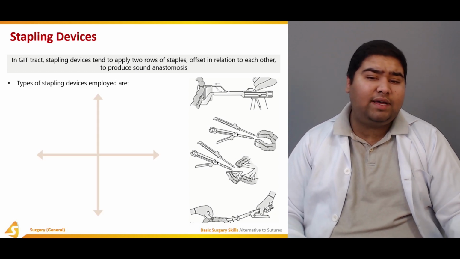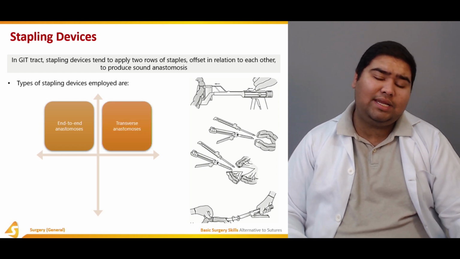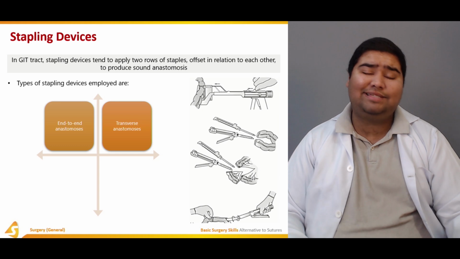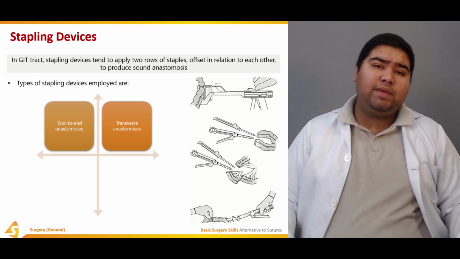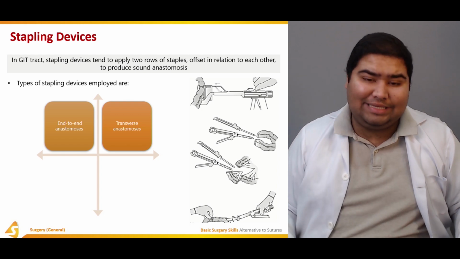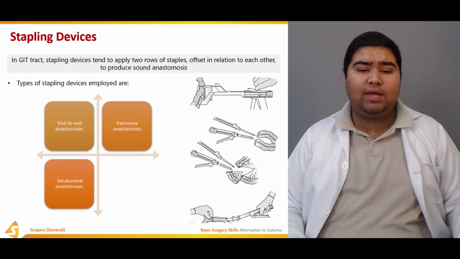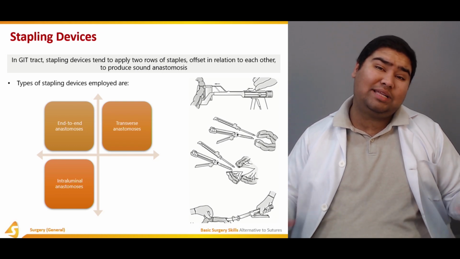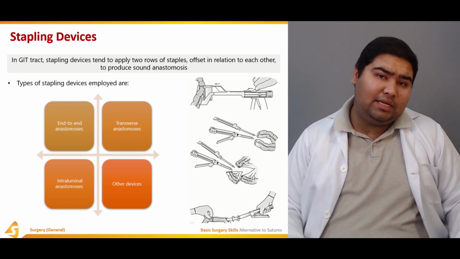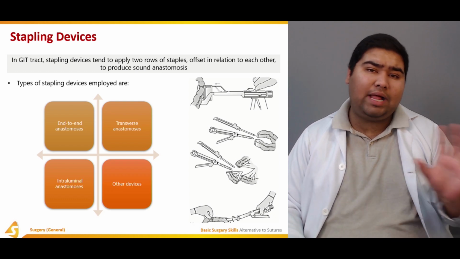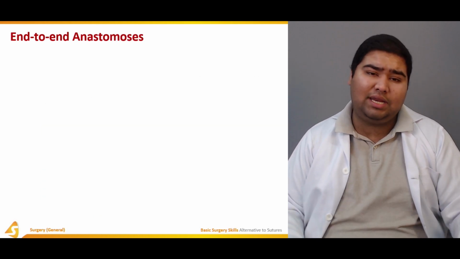So the types of devices employed are used to perform an end-to-end anastomosis, a transverse anastomosis. Now an end-to-end anastomosis is when 2 tubes are being joined from their ends. Now a transverse anastomosis can occur also. Then we have intraluminal anastomosis occurring within the lumen itself. And there can be other devices that are being used, amalgamation of some of these devices or the newer techniques.